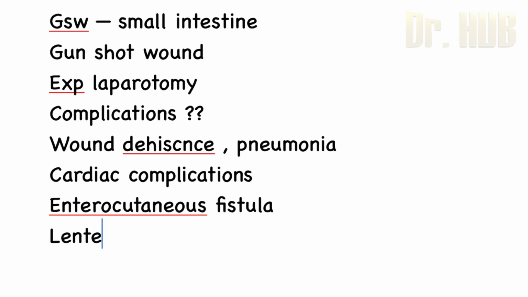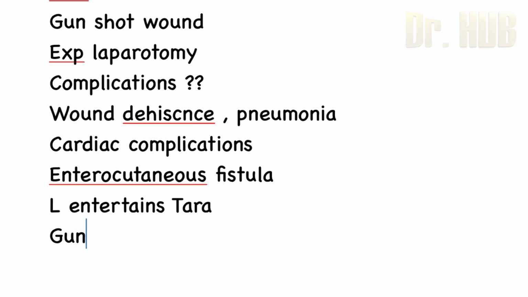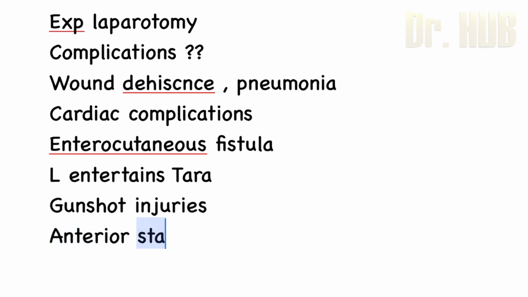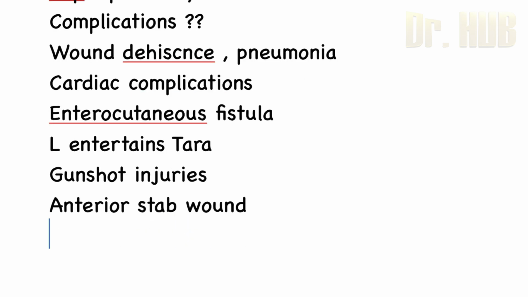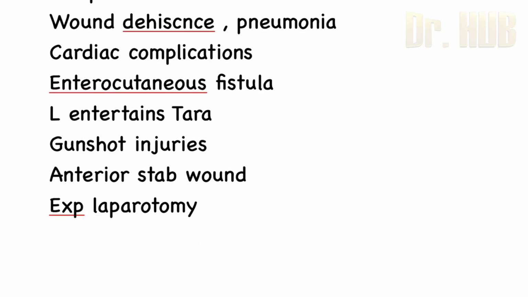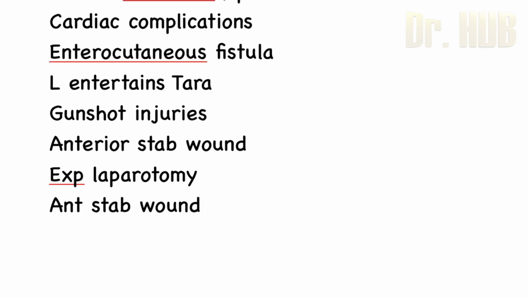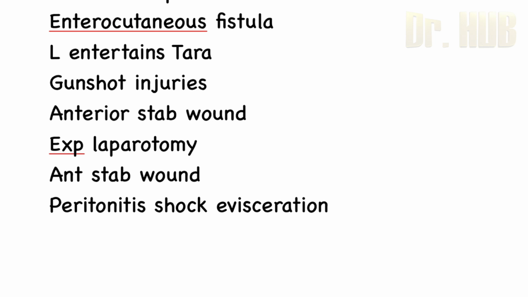Now, looking at penetrating trauma, there can be two types: gunshot injuries as well as an anterior stab wound. In gunshot injuries, you do an exploration laparotomy. Next, in case of an anterior stab wound, you look for peritonitis. In case of peritonitis, there can be shock and evisceration. In such cases, we again go for the exploration laparotomy.